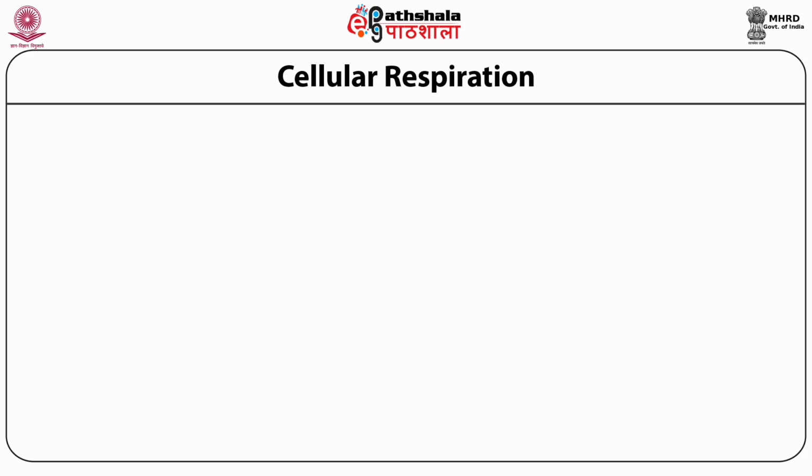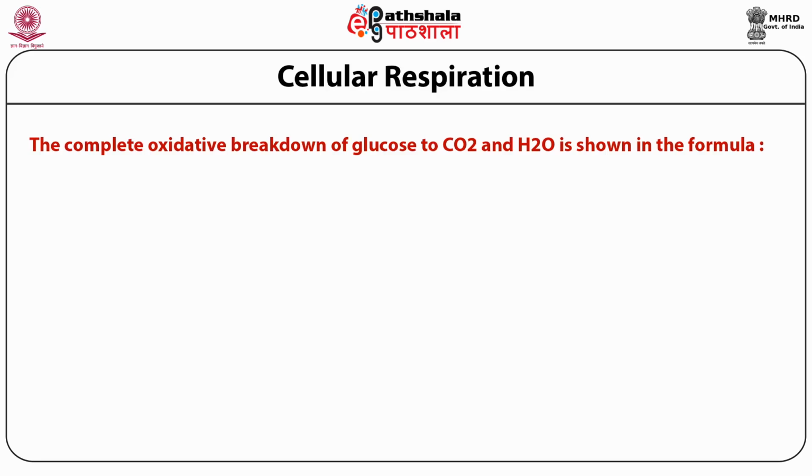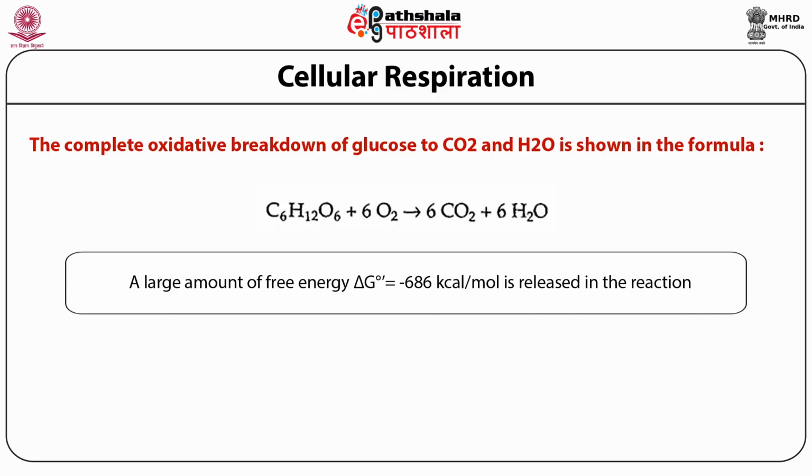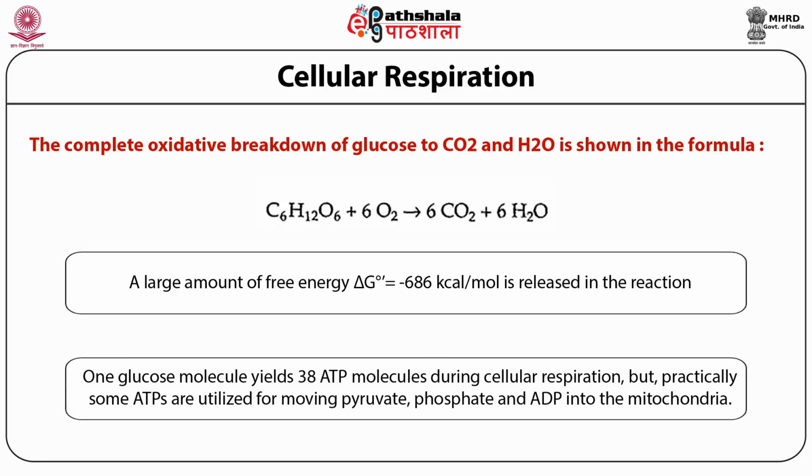Let's look at cellular respiration. The complete oxidative breakdown of glucose to carbon dioxide and water, that is C6H12O6 plus 6O2, will give 6 carbon dioxide and 6 molecules of water. During this respiration process, a large amount of free energy, around 686 kilocalories per mole, is released in the reaction. One glucose molecule gives 38 ATP molecules.